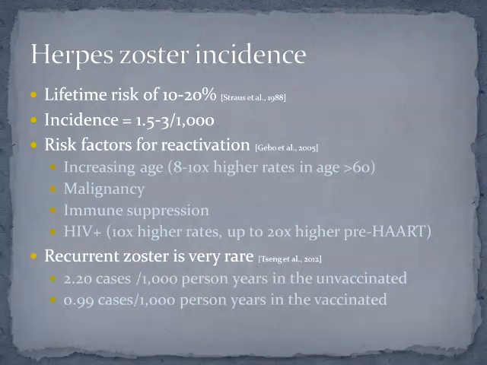Recurrent zoster is rare. And so it happens about 2.2 per 1,000 person years in unvaccinated and about one time per 1,000 person years in the vaccinated. So there may be some evidence for even vaccination with a history of zoster.